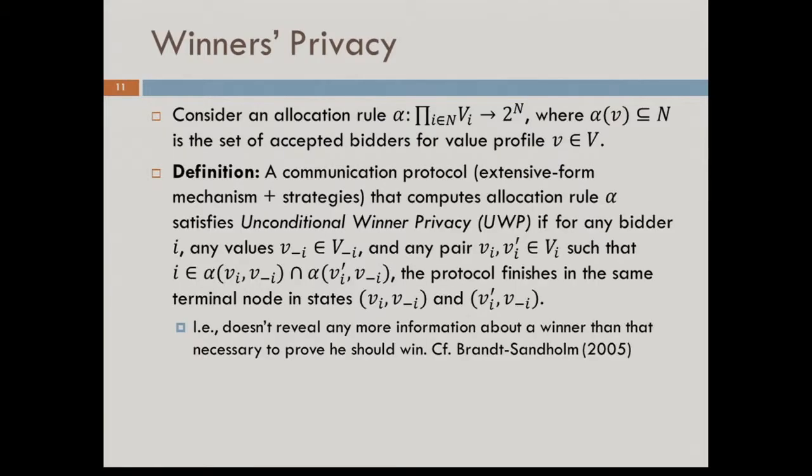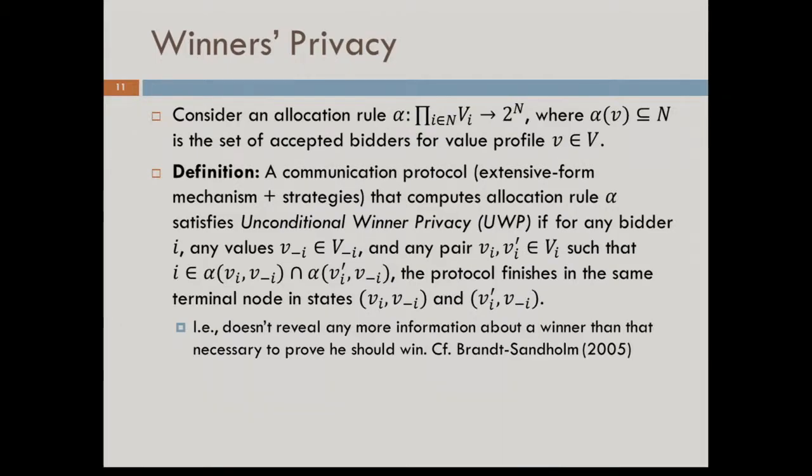Okay, so that's what we want to implement. And we have a communication protocol, which is an extensive form mechanism and strategies that computes this allocation rule alpha. So the definition is this: the protocol satisfies unconditional winner privacy if for any bidder and any possible values of the other bidders, for any pair of values of this bidder for which this bidder would still win given the other values, the protocol will finish in the same terminal node.